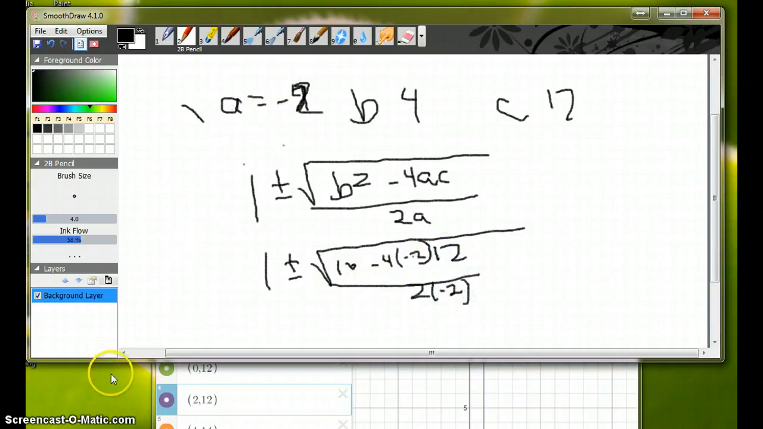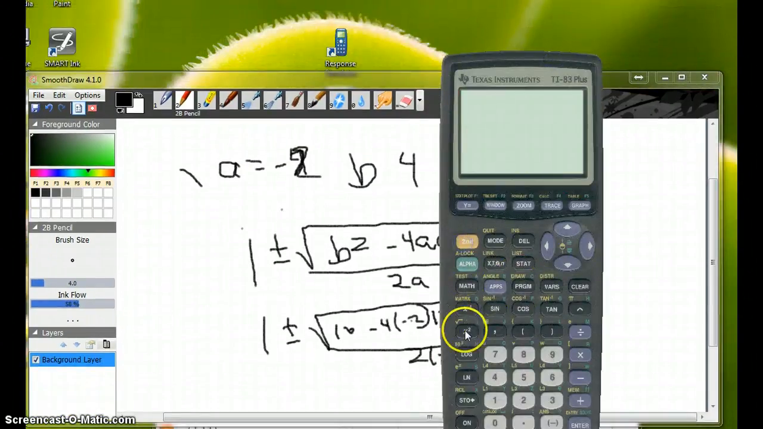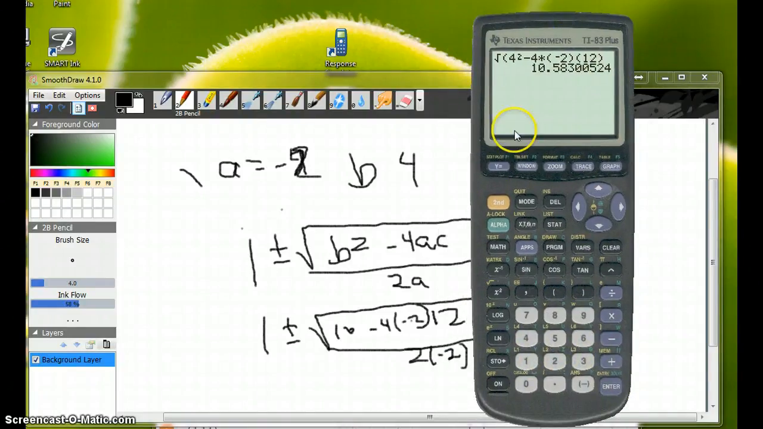Alright, so I'll show you how to do this with the calculator clearly. So get the square root of b squared, which is 4 squared, minus 4 times negative 2 times 12. And that's 10.58 divided by negative 4. So it's 2.64.